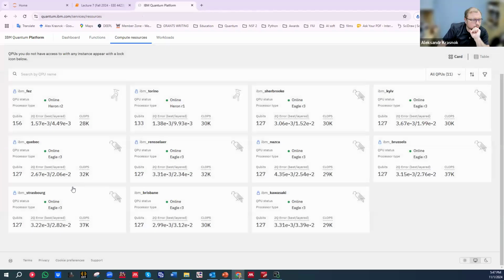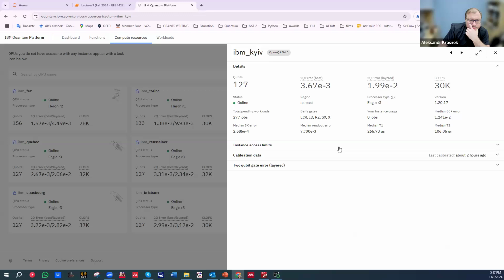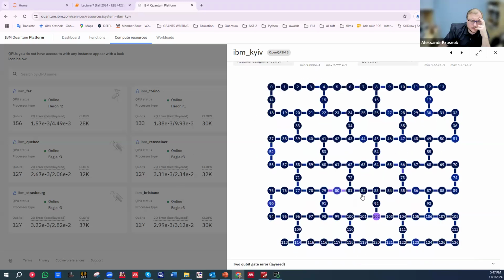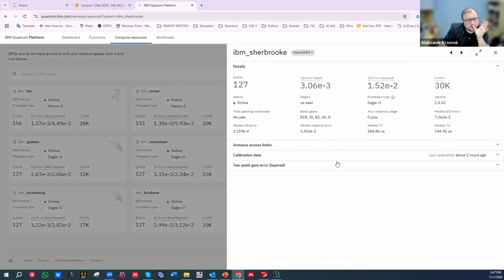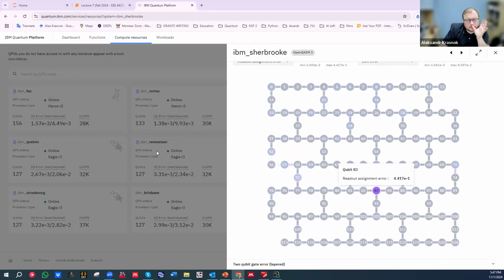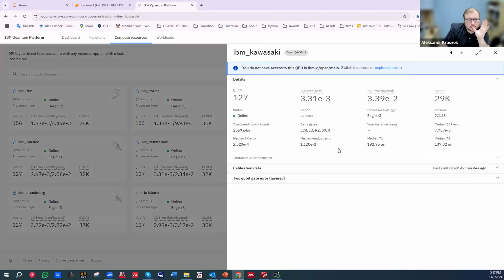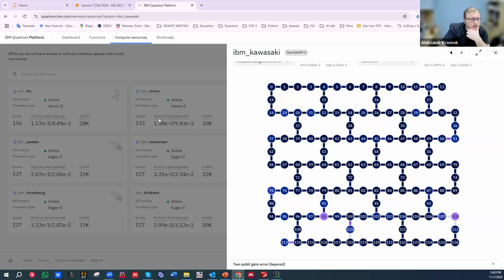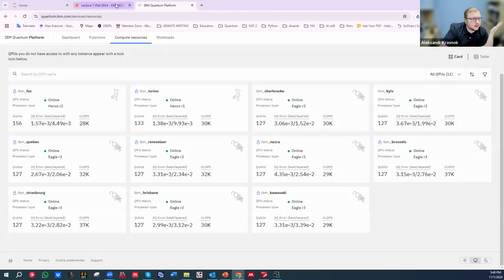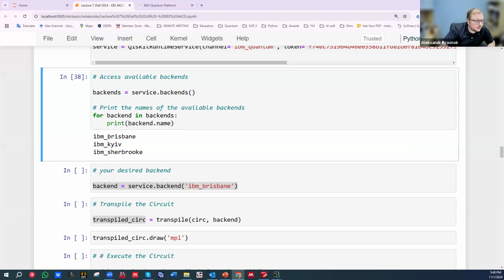Because if you go to another one, what was it, IBM Kyiv, for example, isn't it the same? No, it's different. The topology is the same, but the qubits are different, because of fabrication issues in accuracy. For our purpose, we can use any one. Let us do the first one, IBM Brisbane.